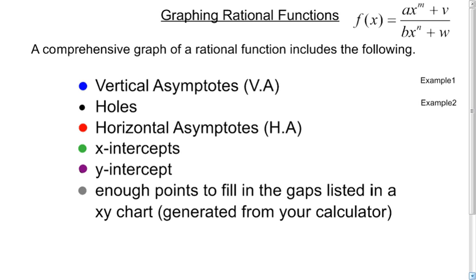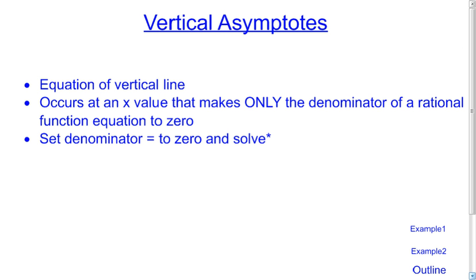If I want to look at vertical asymptotes, the equation of a vertical line occurs at an x value that makes only the denominator of a rational function equal to 0. In short, you've seen this in class. It's set the denominator equal to 0 and solve. The asterisk is, don't forget, if that value that you find makes the numerator also 0, then you don't have an asymptote. You have a hole. So again, the key word here is only the denominator becoming 0 by way of that x value.